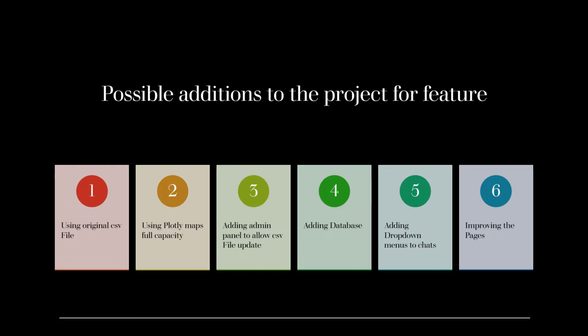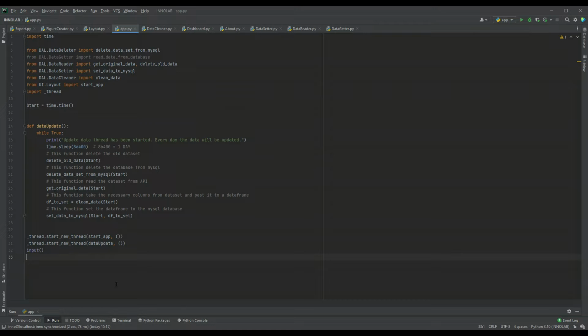Our goals from last semester were to use the original data, have a tokenized map with more features, an admin panel, database connectivity, and improve the page. Except for the admin panel, we have implemented all of the points and some additional points that we discovered this semester. Now we can move on to the current version of the project.